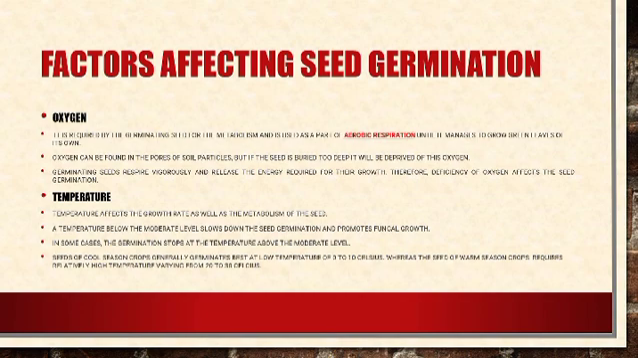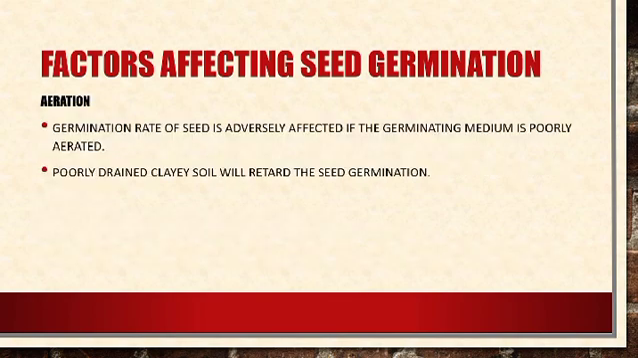But some seeds also depend upon the seasons. Seeds of cool season crops generally germinate best at low temperatures between 0 to 10 degrees Celsius, whereas the seeds of warm season crops, like summer season crops, require a temperature of 20 to 30 degrees Celsius. Next factor is aeration.